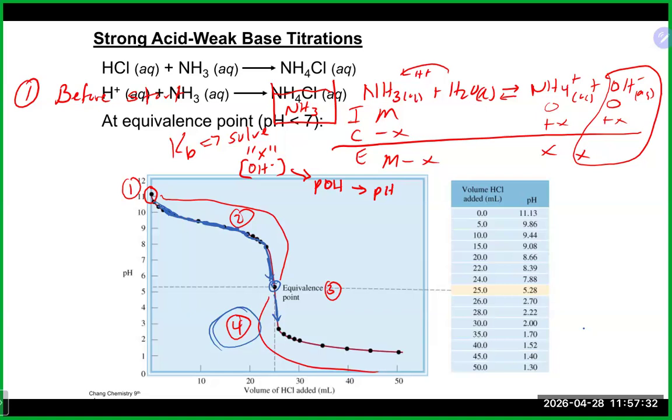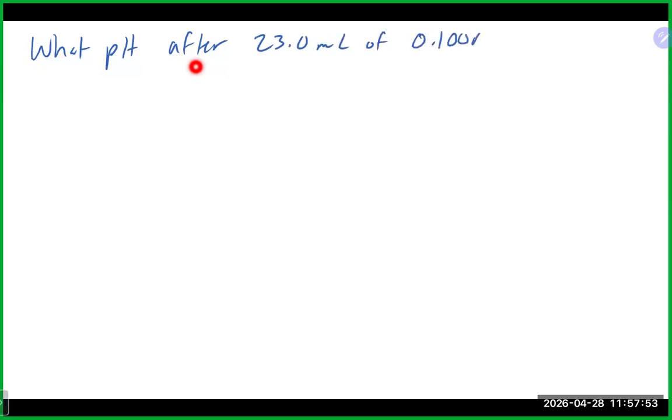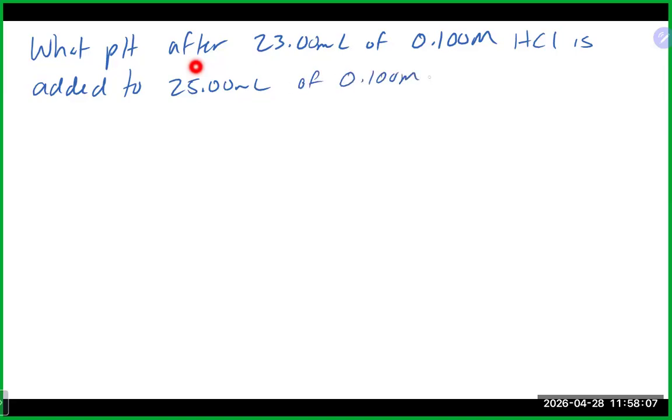Why don't we try one here? Let's do: what is the pH after 23 milliliters of 0.1 molar HCl is added to 25 milliliters of 0.1 molar ammonia? Kb for ammonia is 1.8 times 10 to the minus 5. Go with that. See what happens. All right, so give it a go.